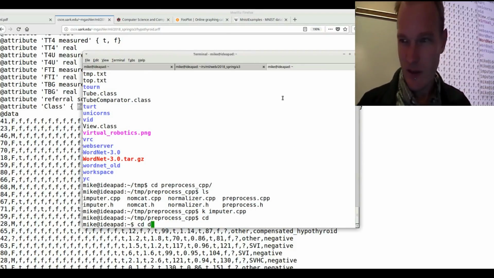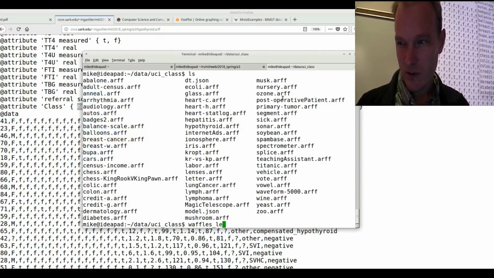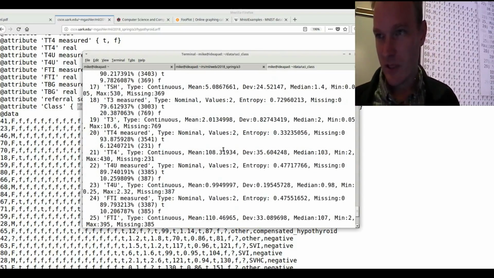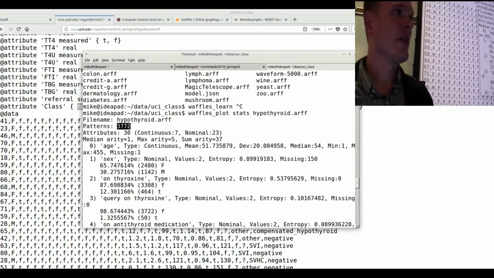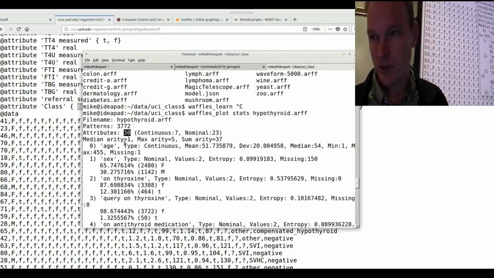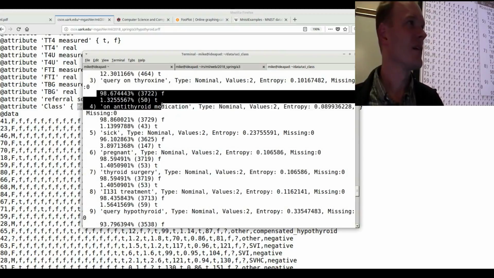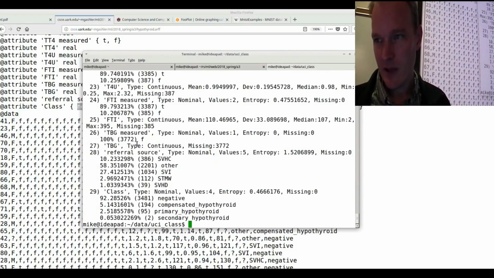So, data, ECI, groups, class, waffles, wobble plot, stats, hypothyroid. Here are some stats on the hypothyroid data set. There are 3,772 patterns. There are 30 total columns. 7 of them are continuous. 23 of them have nominal values. Most of them are binary true or false things, which you can just represent as continuous if you want to. A couple of them have lots of values.